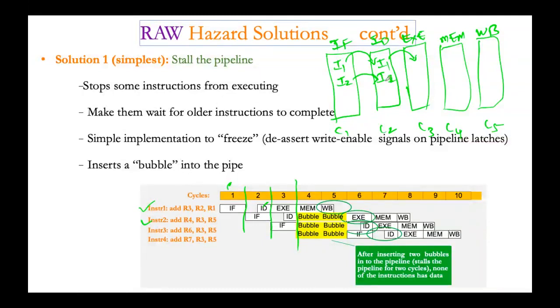In the instruction decoding phase, it requires the R3 value, which is not yet executed by instruction 1. So at this stage, instruction 2 stops. Stops executing. We call that stalling the pipeline.